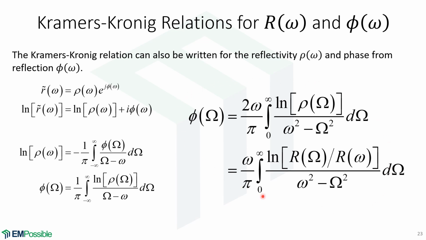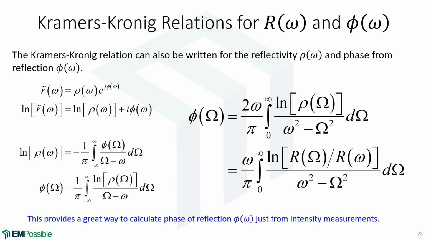And the reason I'm only writing one is generally this is how it's used. And this is really cool because measuring reflectance, or just the reflectivity and not phase, is very easy. It's very difficult to measure phase, but it is really easy to measure intensity. And so this Kramers-Kronig relation gives us a way, just from intensity measurements, to calculate what the phase was on reflection. I think that's pretty neat.